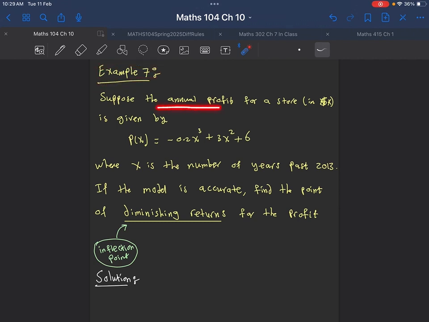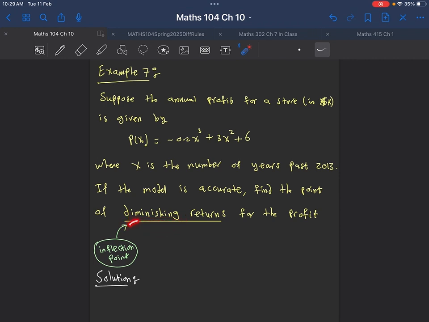Now let's look at example number 7, where the annual profit for a store in thousands of dollars is given by this formula. So here I have the profit given to me directly, where X is the number of years past 2013. So X is the number of years, not a quantity. If the model is accurate, now suppose this is a model and it's been tested for many years and it's accurate, we need to find the point of diminishing return for the profit.